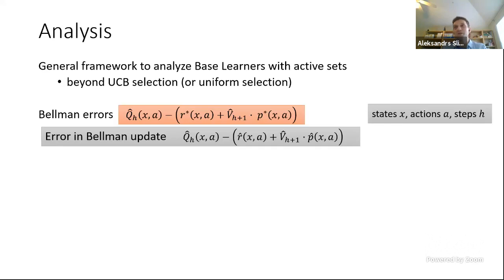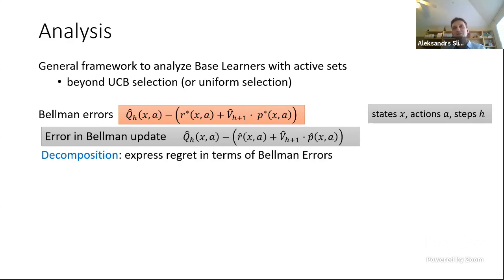So we look at Bellman errors, which is essentially the error inherent in the Bellman update. It's a standard thing, I won't go into that. The point here is that we have a regret decomposition where we express regret in terms of the Bellman errors, and this allows us to plug in analysis from the prior work in a nice way.